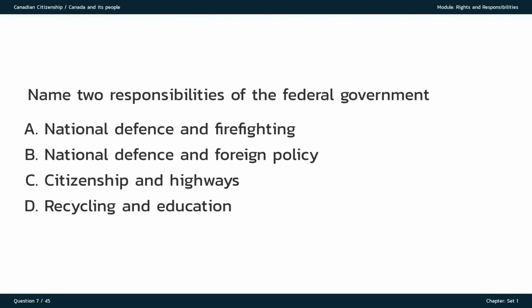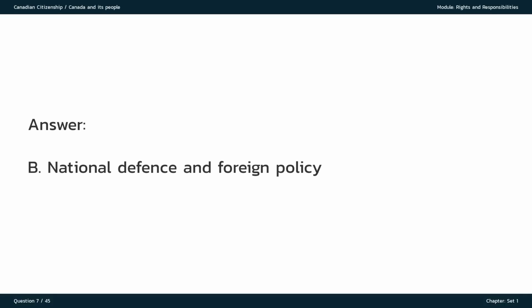Name 2 responsibilities of the federal government. A. National defense and firefighting. B. National defense and foreign policy. C. Citizenship and highways. D. Recycling and education. The answer is B. National defense and foreign policy.